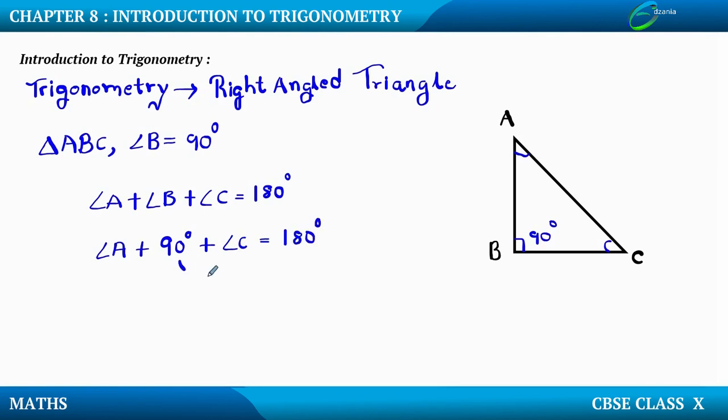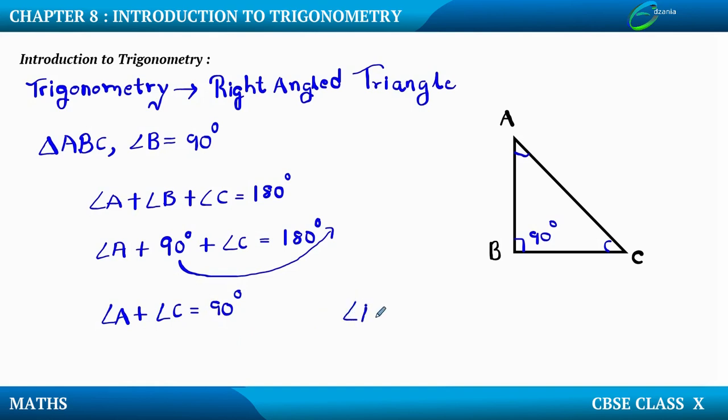Now if I transpose this 90 degree to the right hand side, we get 180 minus 90. So afterwards, we'll get angle A plus angle C will be equal to 180 minus 90. 180 minus 90 is going to give you 90 degree. So we get angle A plus angle C is 90 degree. Now the sum of measures of angle A and angle C is 90. That means both of these will be less than 90. Say for example, A can be 40, C can be 50. So 40 plus 50 is 90, 60 plus 30 is 90, 70 plus 20 is 90, or 89 plus 1 is 90. Both of them will be less than 90.